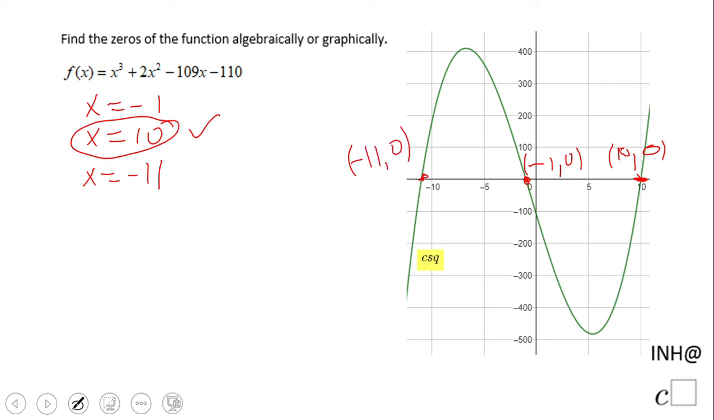So usually what I do, if I do not see the zero, is use a graphing utility, a graphing calculator, get at least one of the zeros, and use synthetic division instead of using the rational zero theorem, which sometimes can be long.